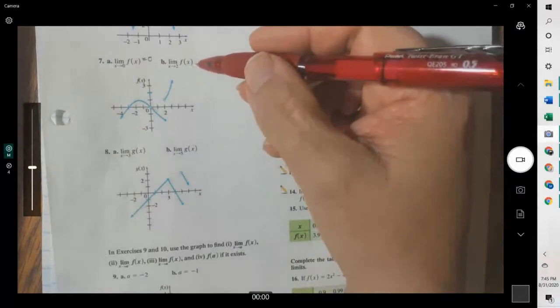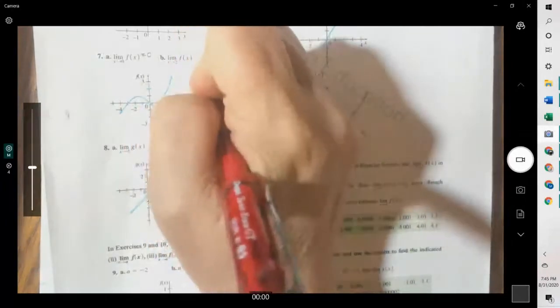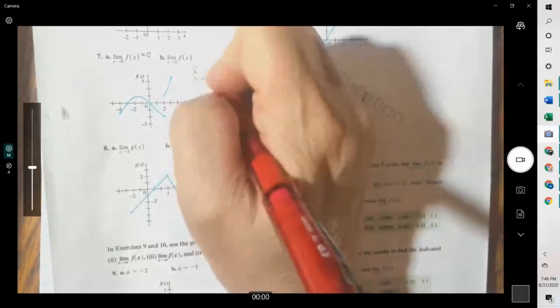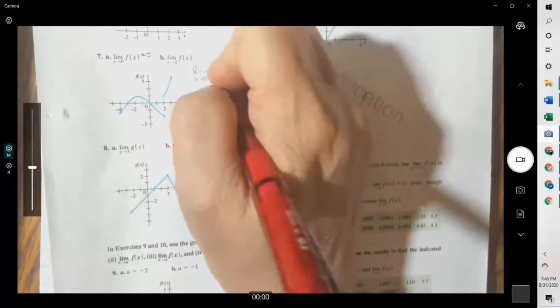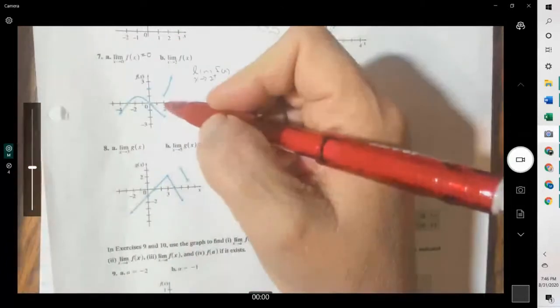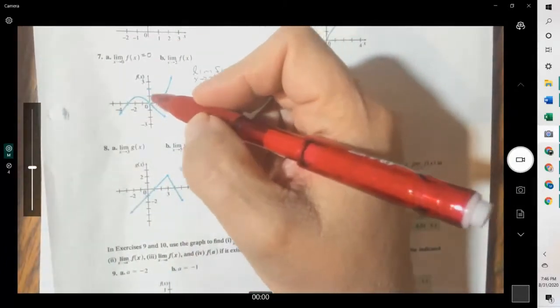If we look at 2, this one says the limit as x approaches 2. Well, notice they're coming in at 2 different spots. If we look at the limit as x approaches 2 from the right, would be a little larger, so we're talking here. It's approaching 1.